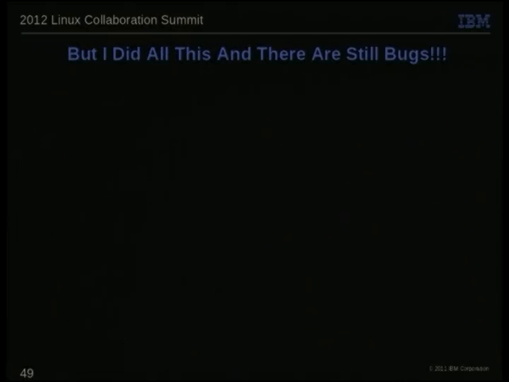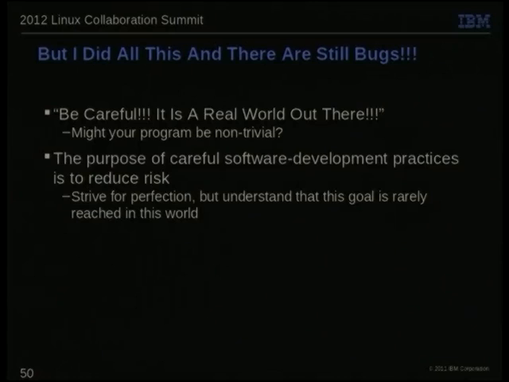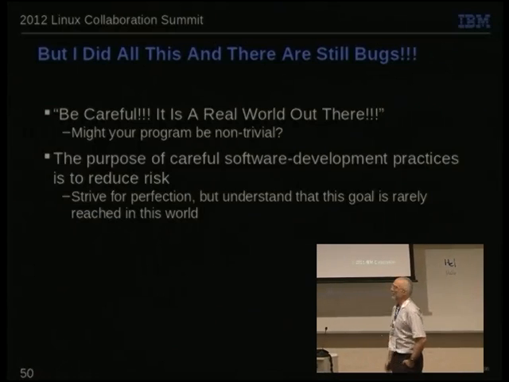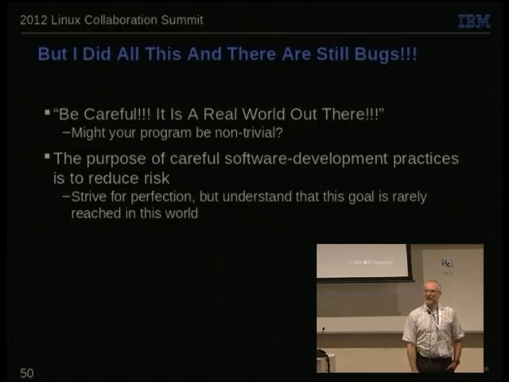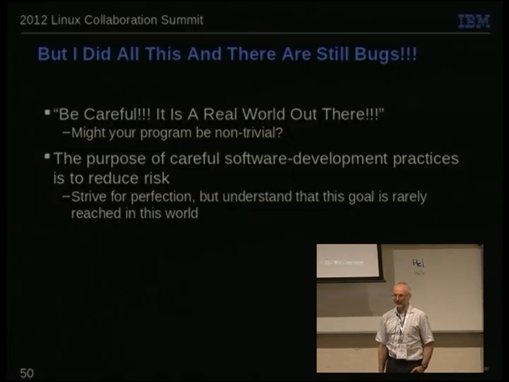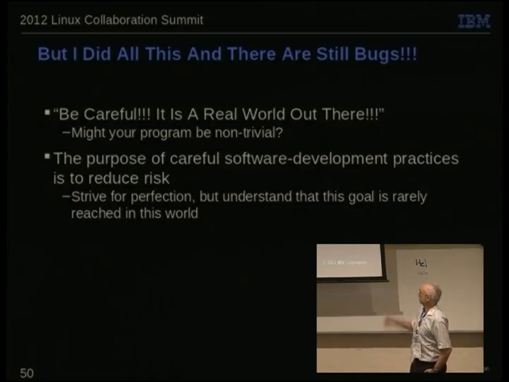I did all this and still bugs. Yeah, well, welcome to the real world. The purpose of validation is not to make a perfect program. If you want a perfect program, write a trivial program. That's all I can tell you, okay? The idea is to reduce risk.